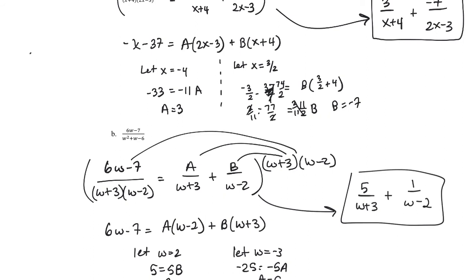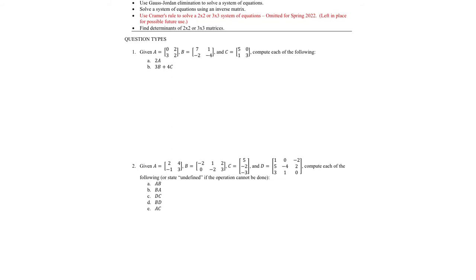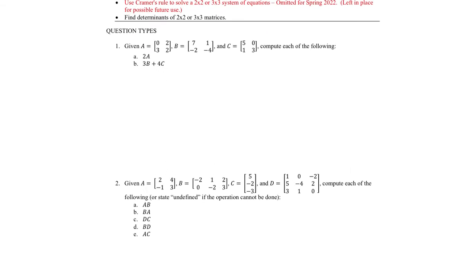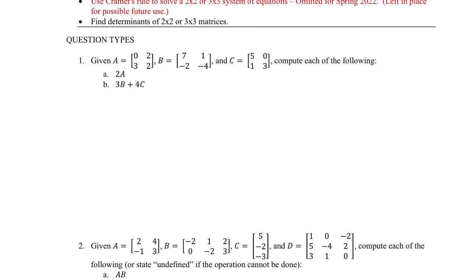Partial fractions was from section 5.3. Now we are getting into chapter 6, which dealt with matrices and solving systems of equations using matrices. So question A would be from section 6.2, operations on matrices. So part A would be 2 times the matrix A. So this is called scalar multiplication. Every entry in that matrix just gets multiplied by 2, so that becomes 0, 6, 4, 4.